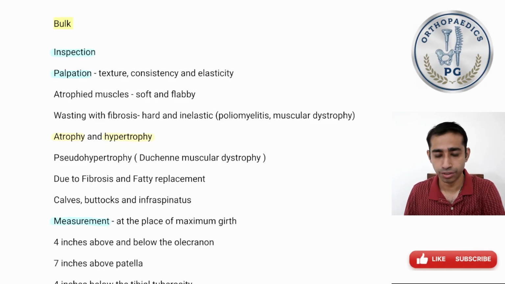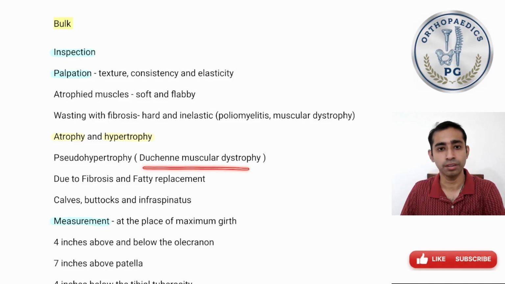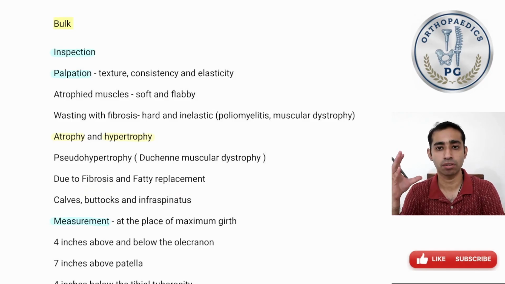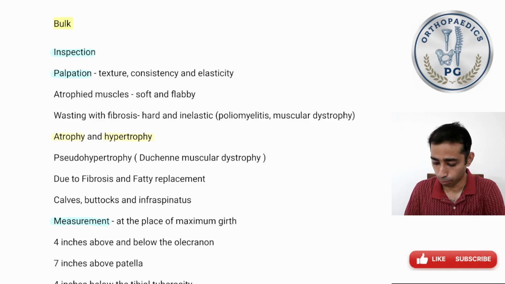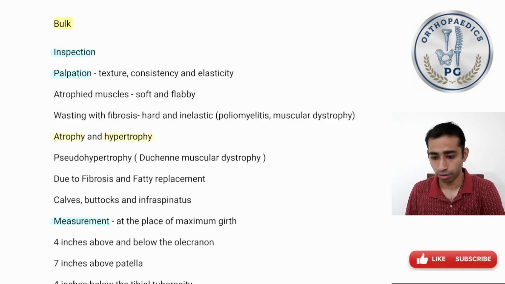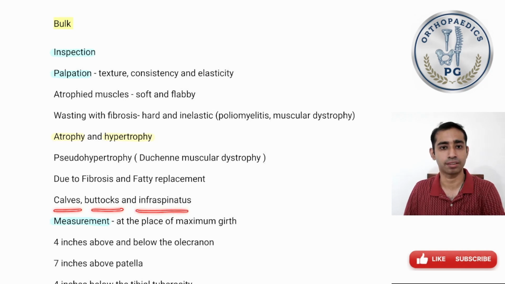There is also a condition called pseudohypertrophy, which is seen in Duchenne muscular dystrophy. This pseudohypertrophy occurs due to fibrosis of the muscle and fatty replacement, which gives the appearance of a hypertrophied muscle. However, it is actually fibrosed. The common location for this are calves, buttocks, and infraspinatus.